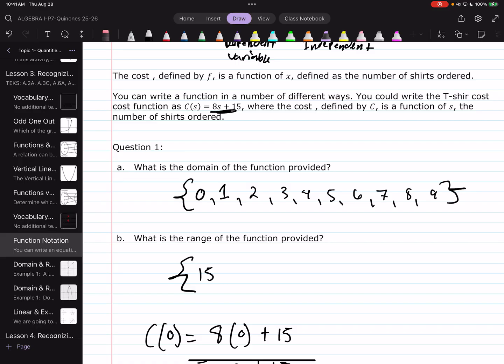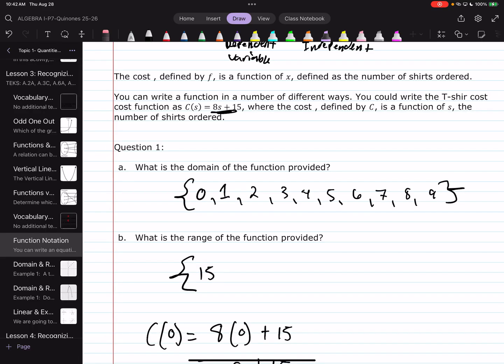So the idea is, what would be the cost if nobody actually buys a shirt? $15, right? Because the price doesn't change. What's the number that we keep adding no matter how many people buy shirts? 15, right? You see it here. No matter how many shirts change, I keep adding $15. That's how much it costs for me to make a shirt.